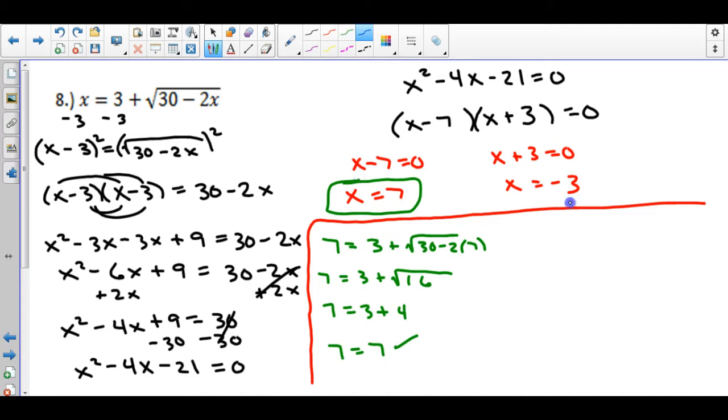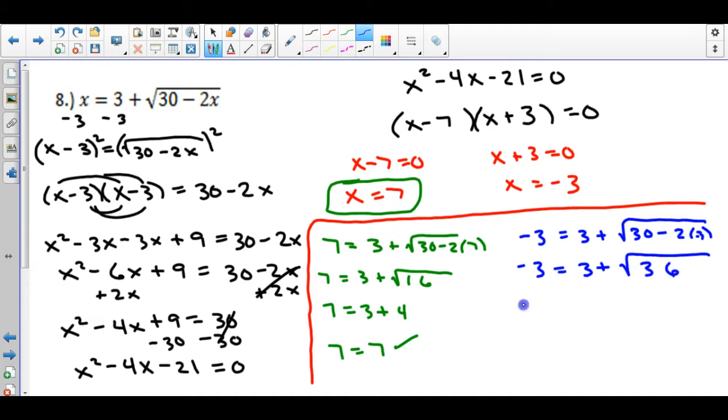Now I'm going to do the same thing with the negative 3, and we're going to try this. So I'm going to substitute it in for x in both of these values. And get 30 minus 2 times negative 3. So I get negative 3 equals 3 plus the square root. Now this is 30 minus, and then this whole chunk here is going to come out to negative 6. So this is going to come out to 36. So you get negative 3 equals 3 plus the square root of 36 is 6. And at the very end, you have negative 3 equals 9. So that is not true, which means that this solution is an extraneous solution, and that 7 is really your only answer to this equation.